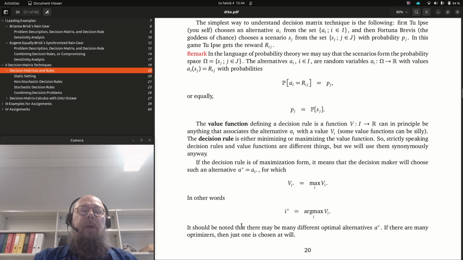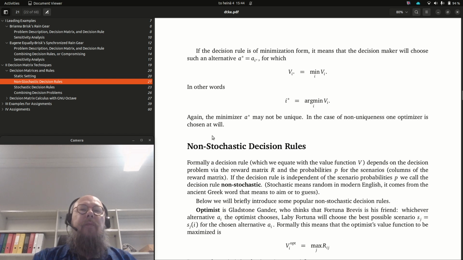It should be noted that the optimal alternative A star may not be unique. There could be many different alternatives that are equally best, and in that case just one is chosen at will. So maybe by coin flipping if there are two, and if there are three, then you flip a three-sided coin, and so on.